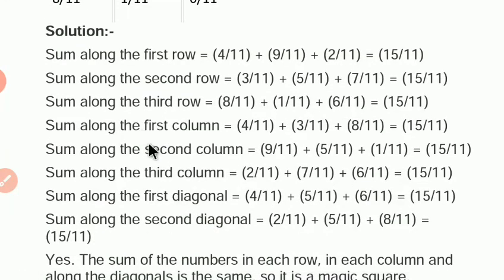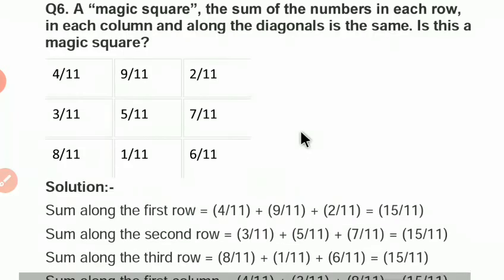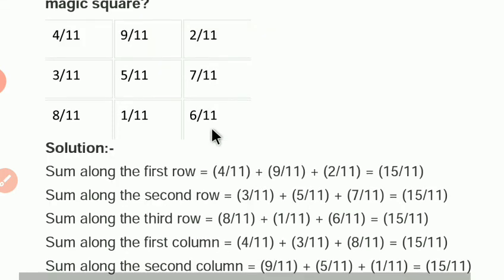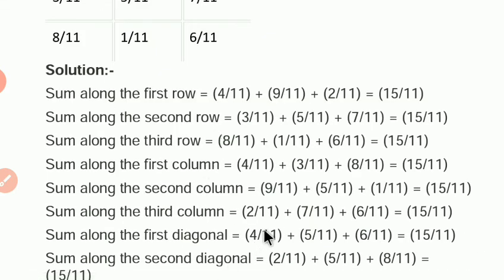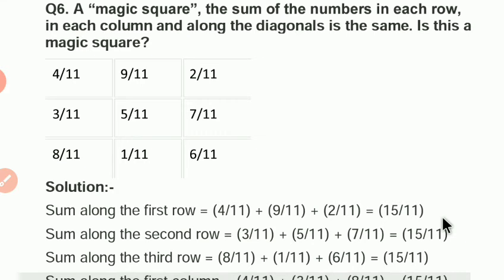Sum of second column 9, 5 and 1 by 11. So 9 by 11, 5 by 11 and 1 by 11. So 9 plus 5, 14, 14 plus 1, 15 by 11. And the last, the sum of third column 2 by 11, 7 by 11 and 6 by 11. And if we add all these numbers, we'll get 15 by 11.